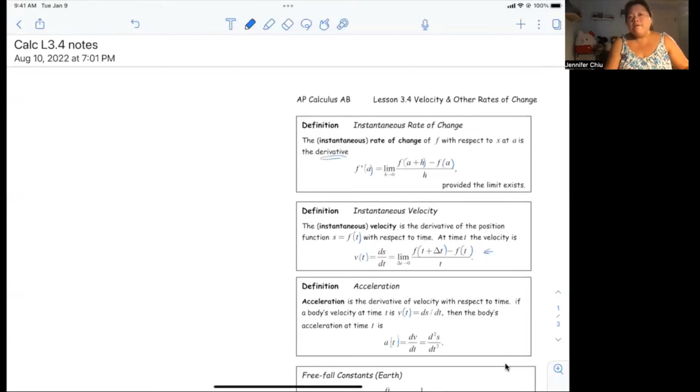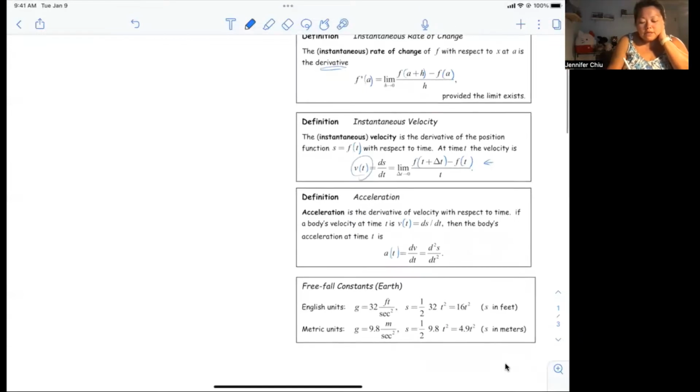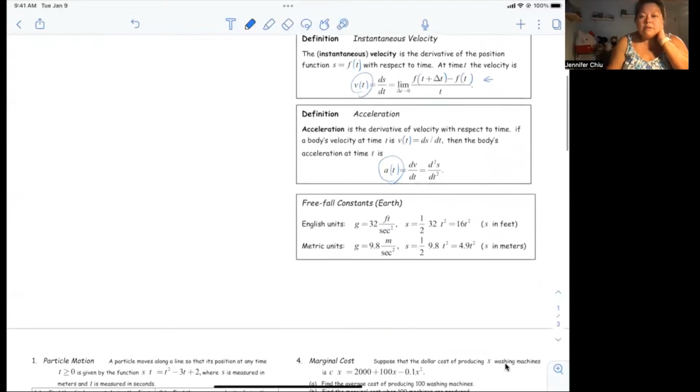If you're looking for average rate of change, then it is total distance over total time. So that will give you the average rate of change. And then acceleration is the second derivative. So the first derivative will give you velocity, and the second derivative will give you acceleration, right? And then this is some information to remember in terms of gravity for English units and for metric units, okay?